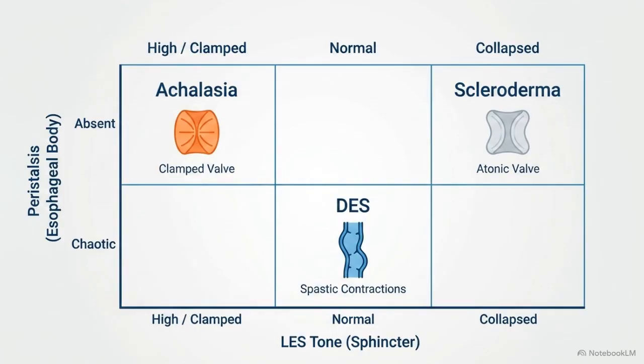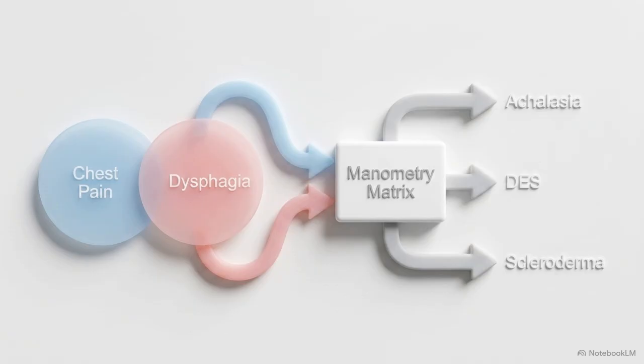We organize these pathologies into a grid, comparing peristalsis against sphincter tone. Absent peristalsis with a high-tone sphincter identifies achalasia. Chaotic contractions with a normal sphincter identifies diffuse esophageal spasm. Absent peristalsis with a collapsed sphincter identifies scleroderma. Using these specific manometric intersections provides a framework to differentiate these pathologies when symptoms like chest pain or dysphagia overlap.